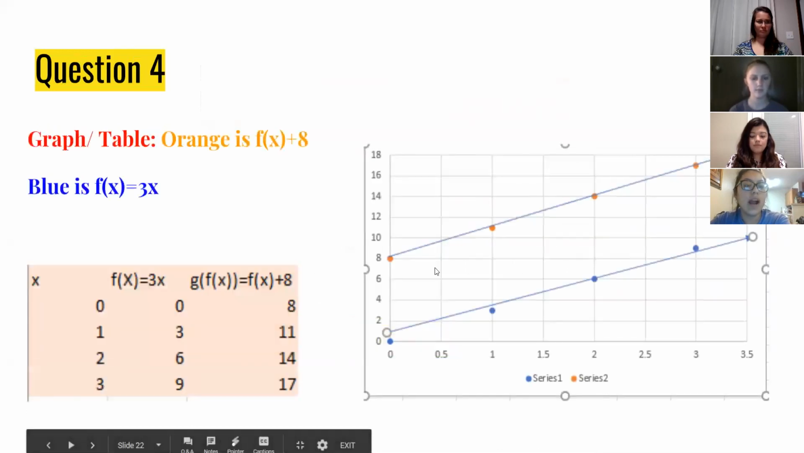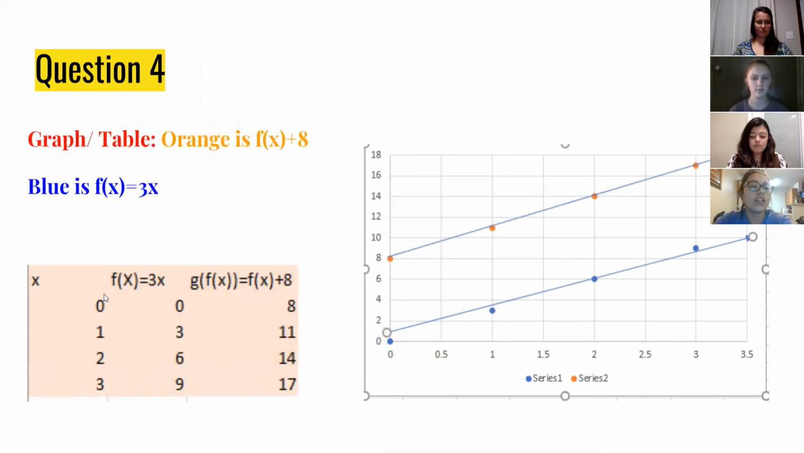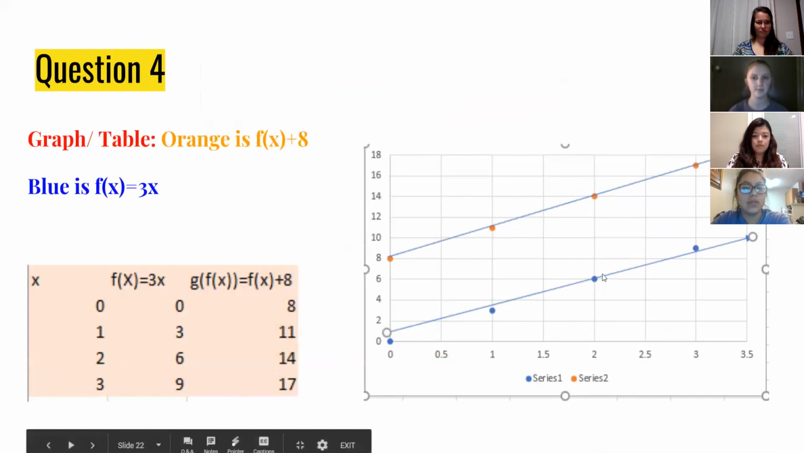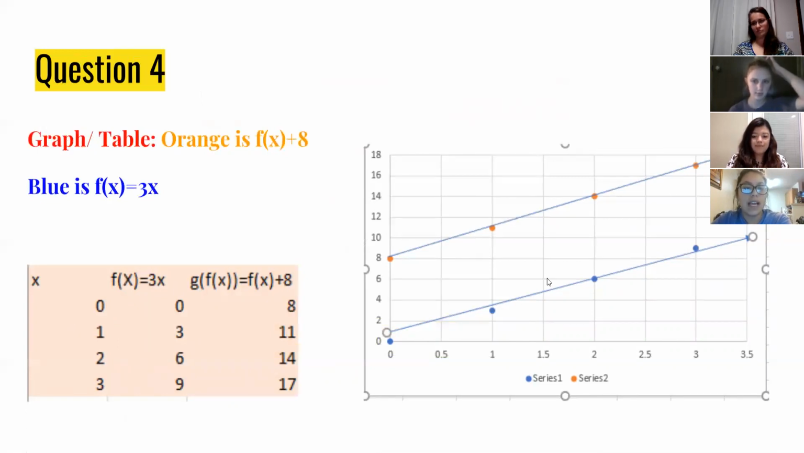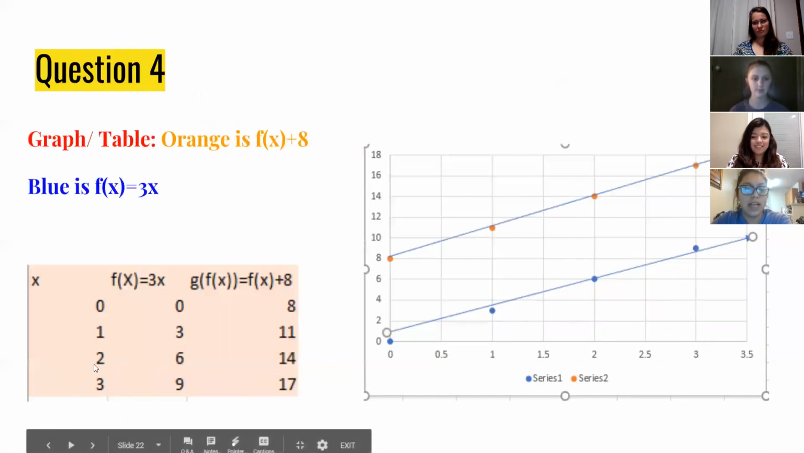And if we were to graph this, we can see on our table that we start with f of x equals 3x, and g of f equals f of x plus 8. And these are our variables used. The orange line would represent f of x plus 8, and the blue line would represent 3x.